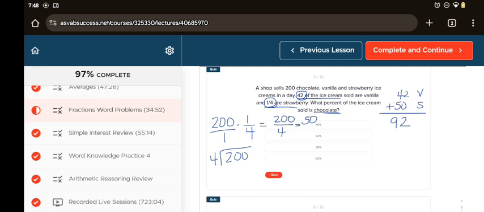Now, it's asking us for the percent of chocolate. Well, first let's find out the number of chocolate. How much more do we need to get to 200? That's going to be the number of chocolate. So 200 minus 92, that gives us 108. What we do here is we borrow, and it gives us 108, okay?